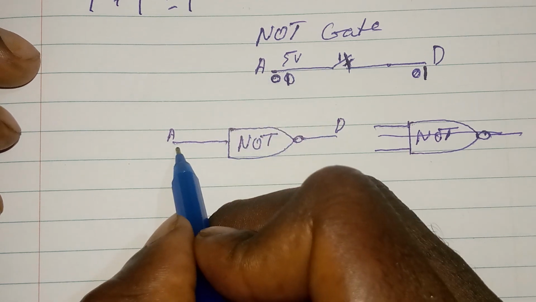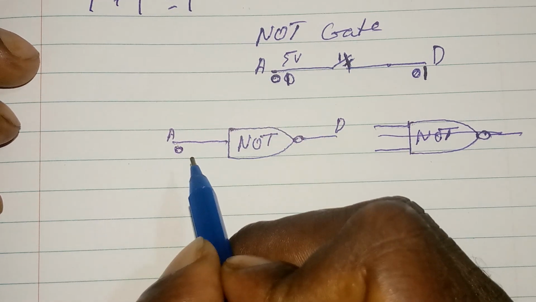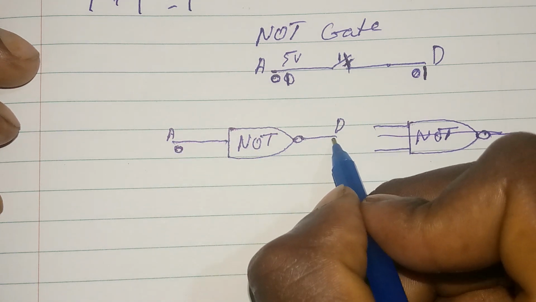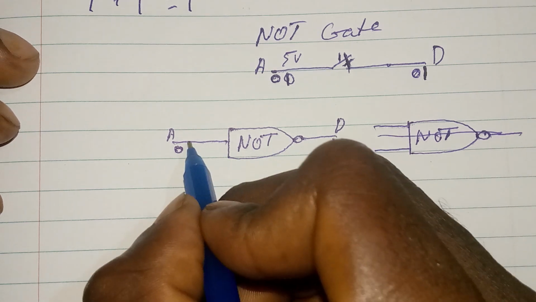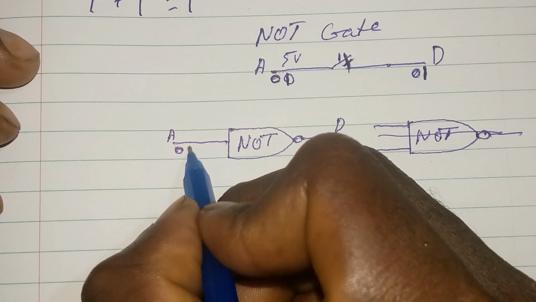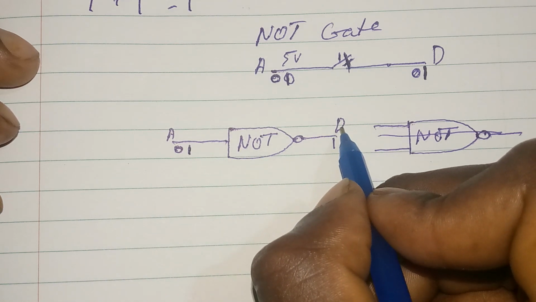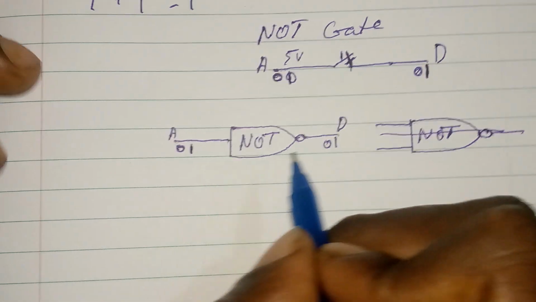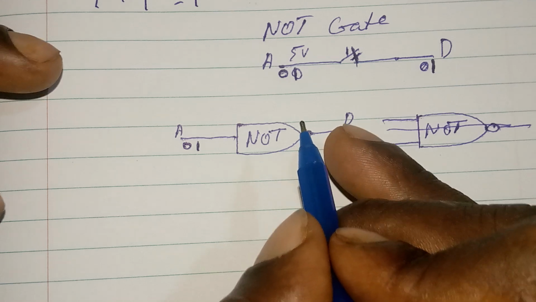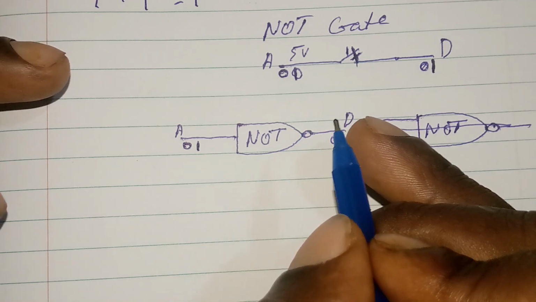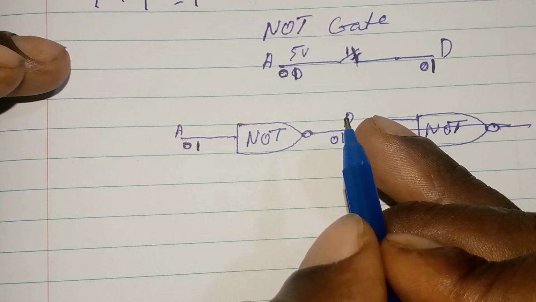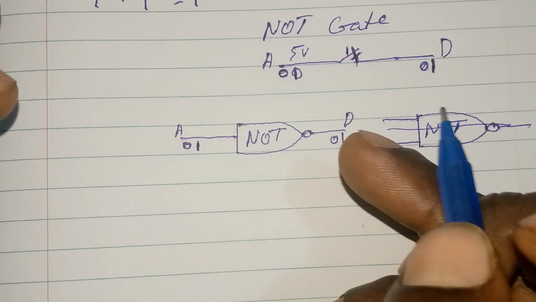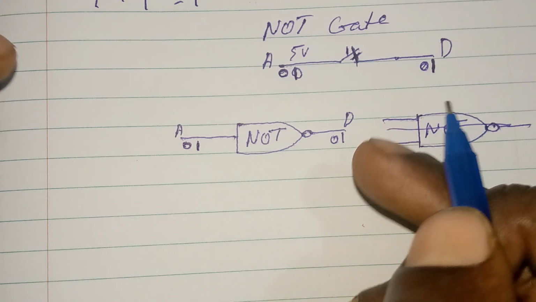So if A is 0 here, meaning if A is off, the output is on. If the input A is on, D here, the output will be off. So that is how the NOT gate functions. It is actually an inverter. That is the other name for the NOT gate. And the input is the inverse of the output.